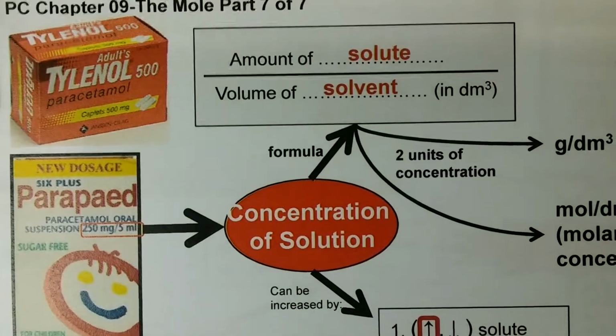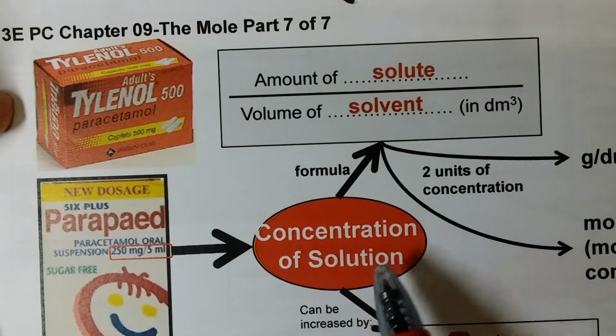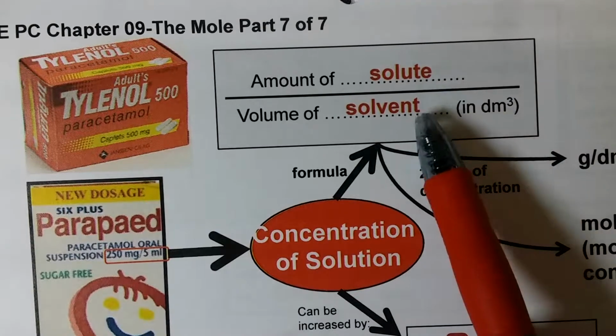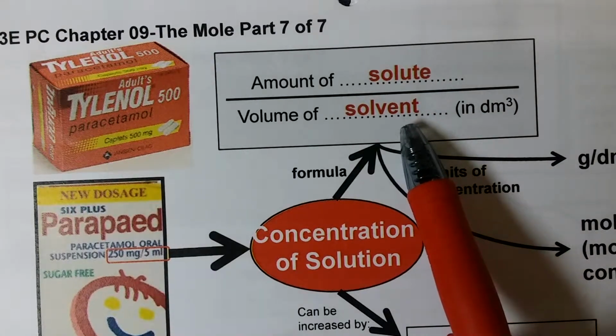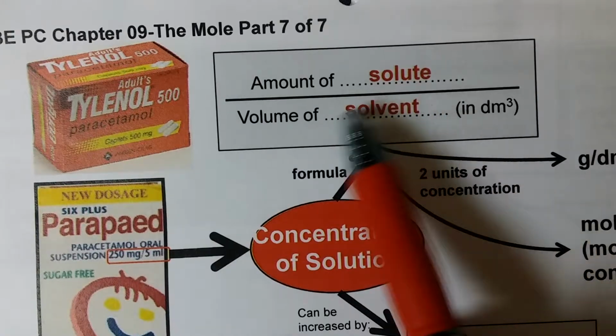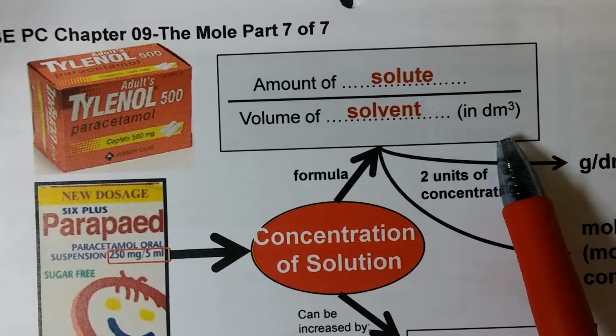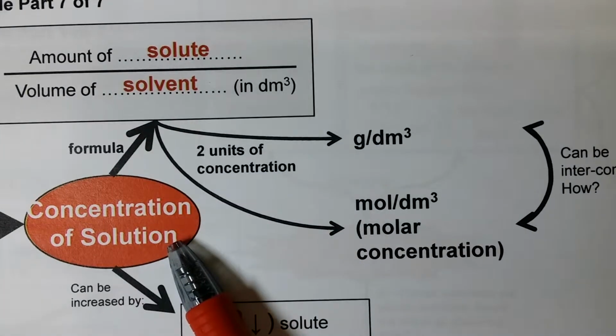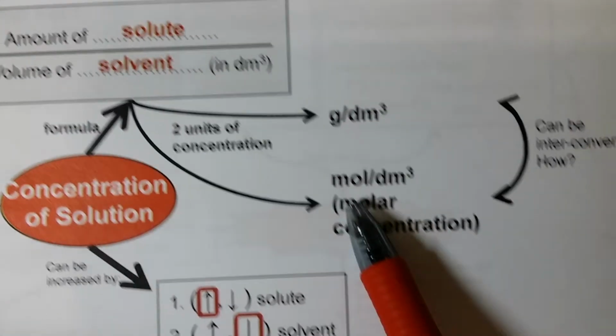Okay, concentration of the solution. Usually when we look at concentration, we look at the amount of solute over the volume of the solvent. In most cases, the solvent is water, and the volume of the solvent has to be in dm cube. So there are two units of concentration of solution. One is gram per dm cube, the other one is mole per dm cube.